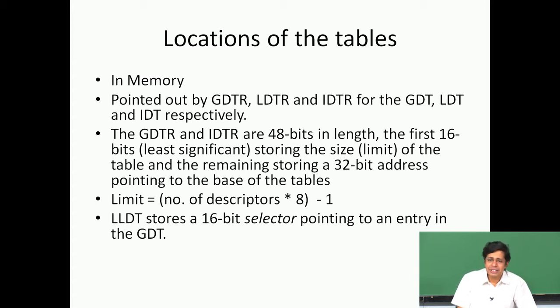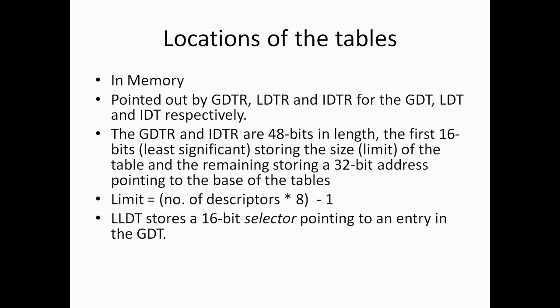In the case of GDT and IDT, you point to a memory location which is 48 bits in length, and there the first 16 bits will be loaded as the limit and the remaining 32 bits as the base. So that is how this works. You got this, right?